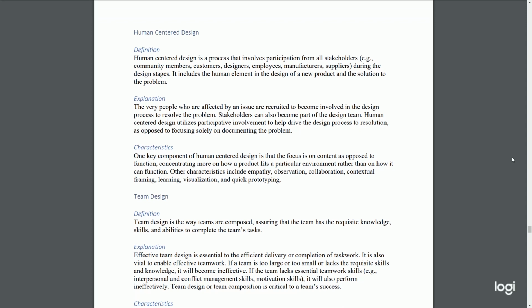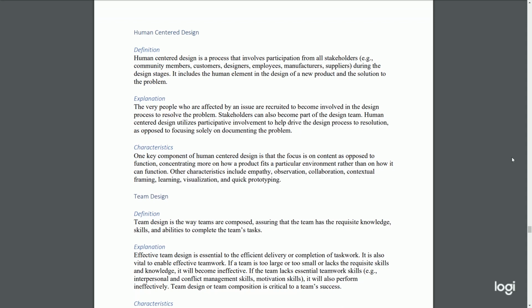Characteristics. One key component of human-centered design is that the focus is on context as opposed to function, concentrating more on how a product fits a particular environment rather than on how it can function. Other characteristics include empathy, observation, collaboration, contextual framing, learning, visualization, and quick prototyping.